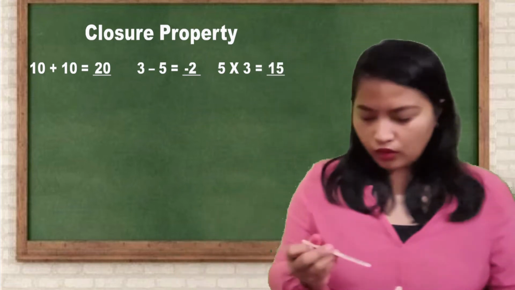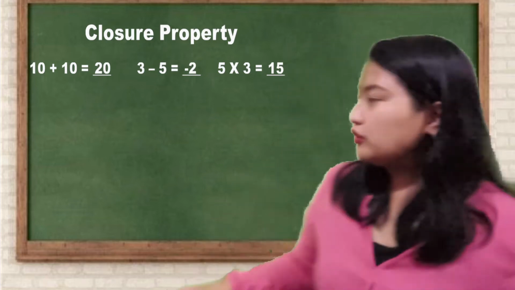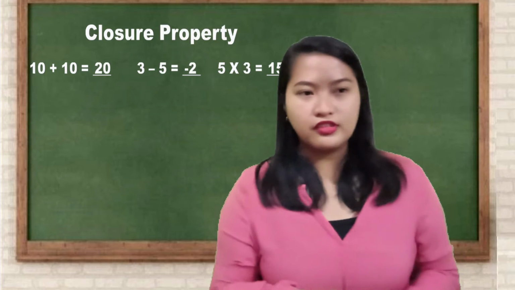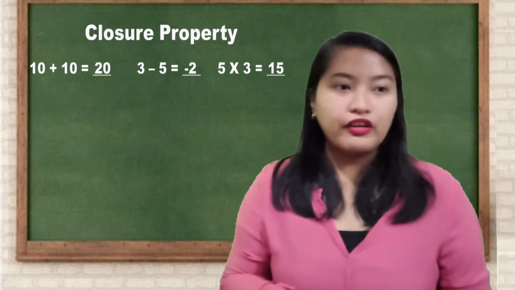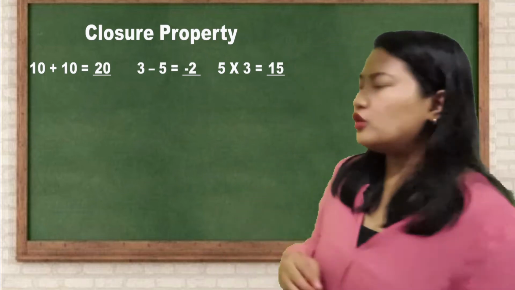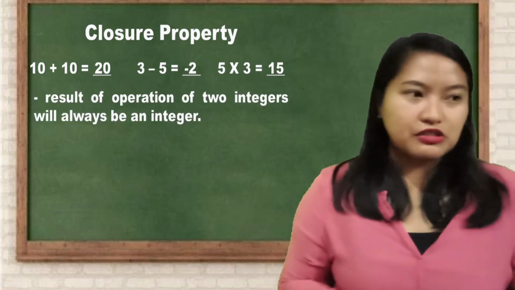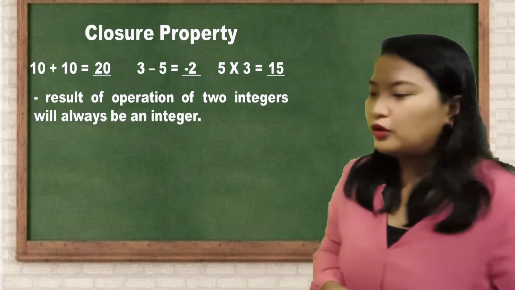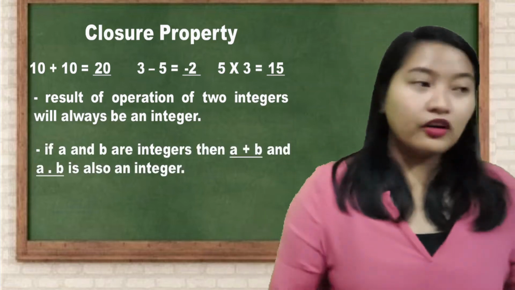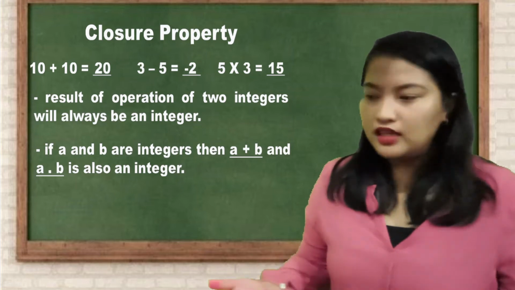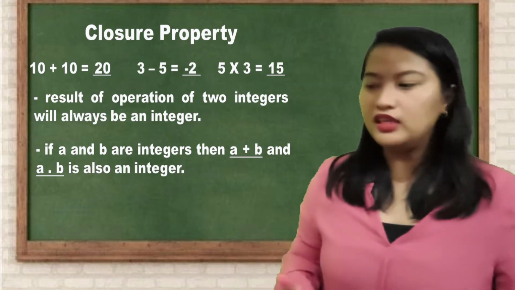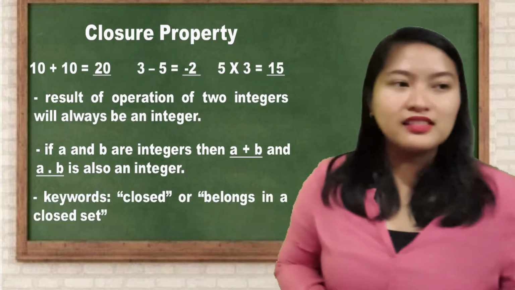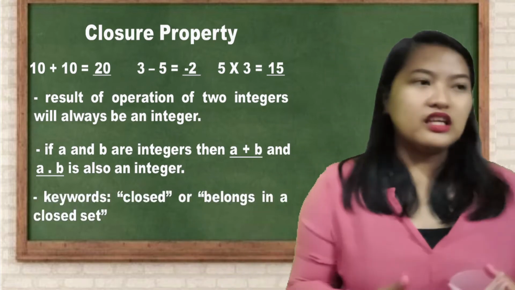How about Naomi? Look at the result of our sum, difference, and the product. What have you observed with these numbers? Very good. It's still an integer. So always remember in closure property, the result of operation of 2 integers will always be an integer. So if A and B are integers, then A plus B and A times B is also an integer. So we have the keyword for the closure property as closed and belong in a closed set.